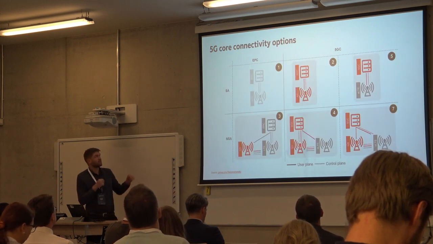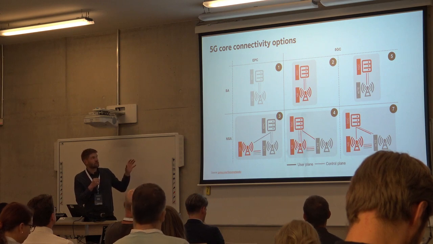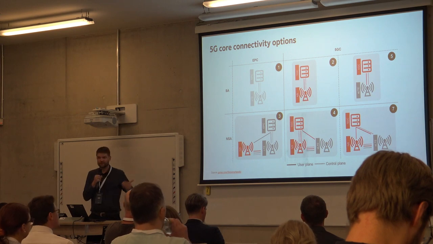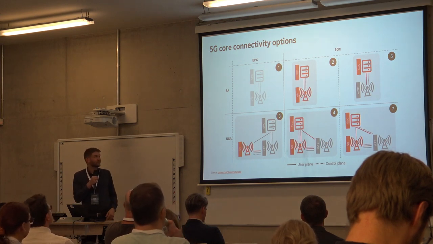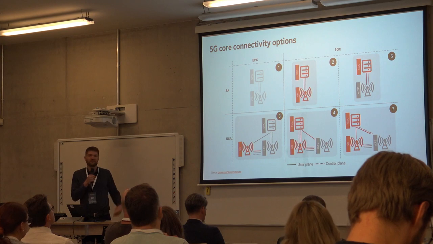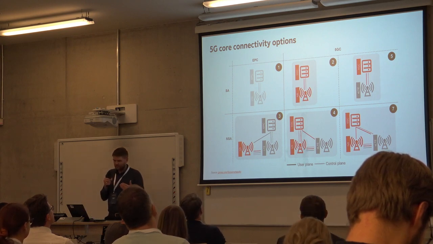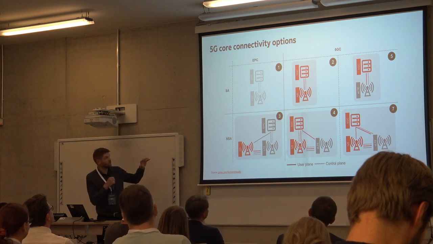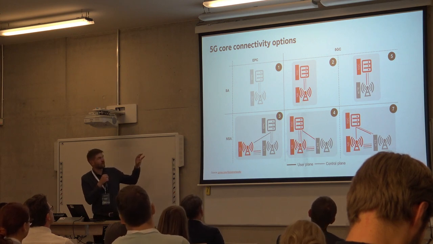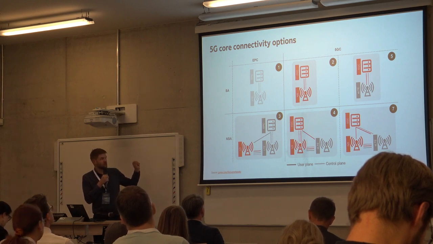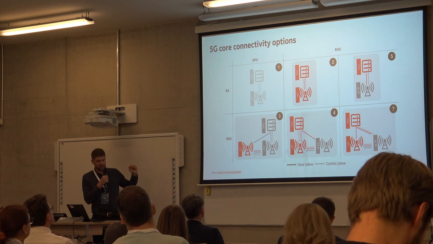So here you can see seven options for how the 5G network can be, six options in the numbering: 1, 2, 3, 4, 5, 6. Those elements which are in gray are 4G network elements. The elements which are in red are 5G network elements.